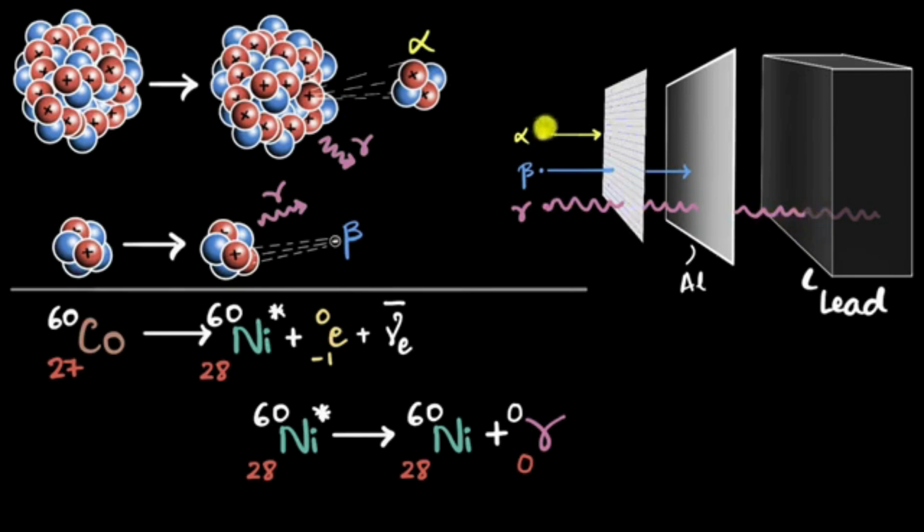But they do ionize. All three are ionizing radiation. All three can cause damage to your tissue. So all three can be dangerous. All right, now we're ready to see how gamma knife radiosurgery works.